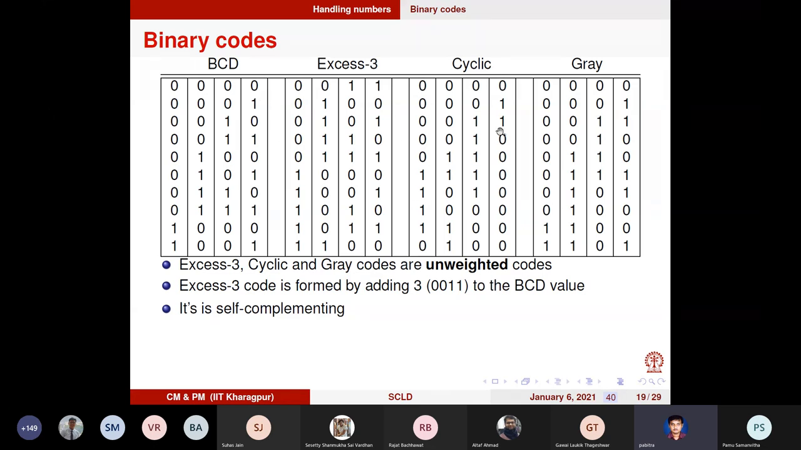For example, suppose between 0 and 9, let's say just one bit differs. Well, not that. Let's say in any other case, even a small change in the n value may lead to a change in a larger number of bits. So that is not desirable.